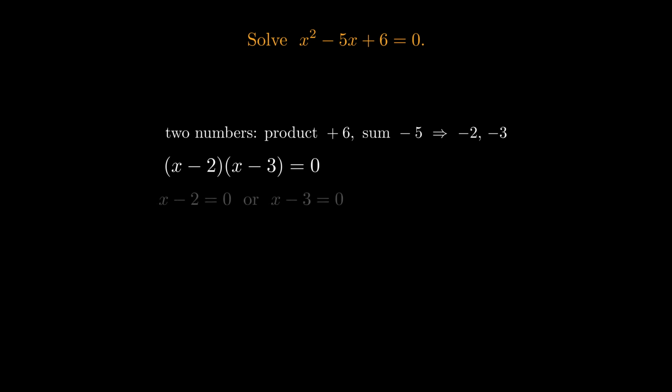Done. And here's a good habit. Confirm with the discriminant. b squared minus 4ac is 25 minus 24 equals 1. Positive. So two distinct real roots.